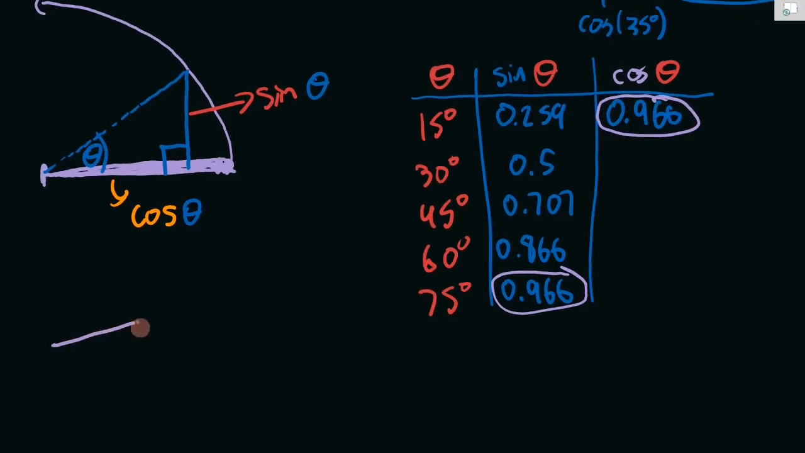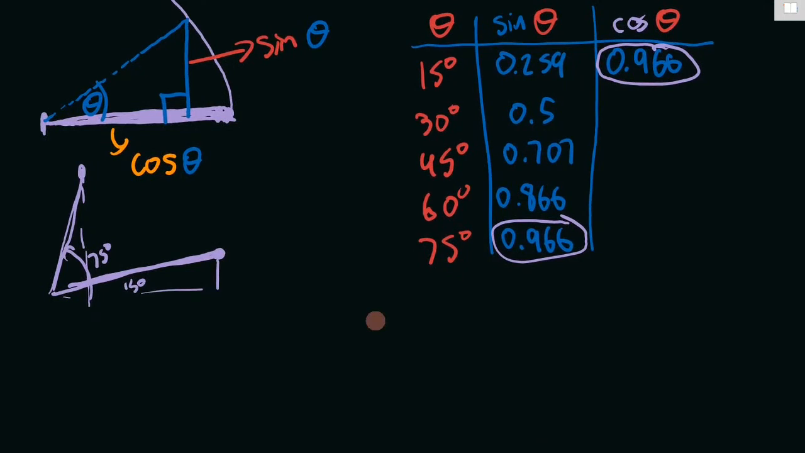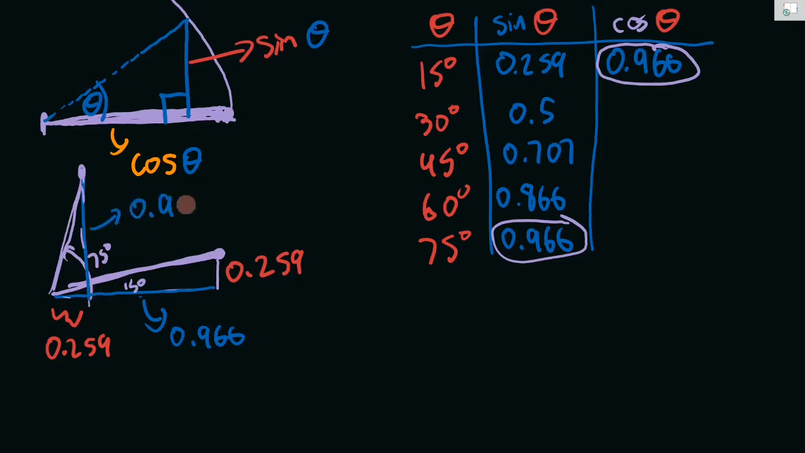Because if you have the baseball bat down here at 15 degrees, that's like the exact opposite of the baseball bat being up here at 75 degrees. You're switching the baseball bat from one side to the other. For this baseball bat, we said the sine is 0.259, which means that this piece right here is 0.259. And the cosine, remember the cosine is the x, the cosine of 15 degrees is 0.966, which means that the sine, the vertical piece of the 75 degrees, is also 0.966.